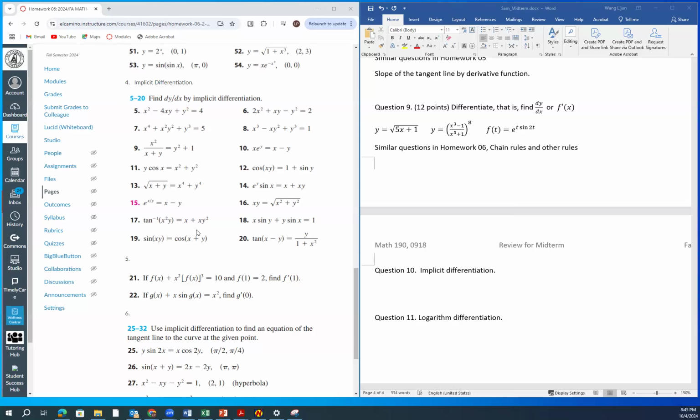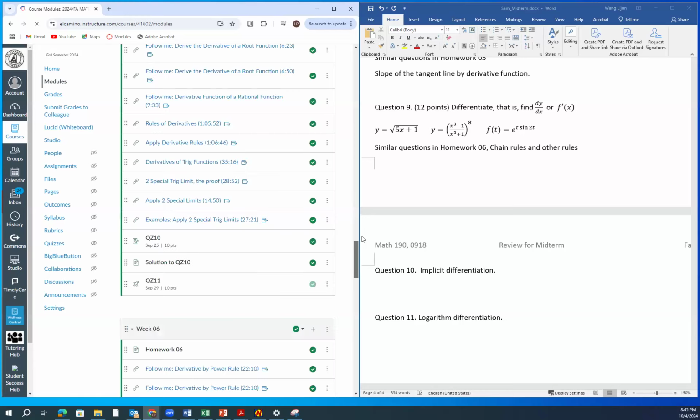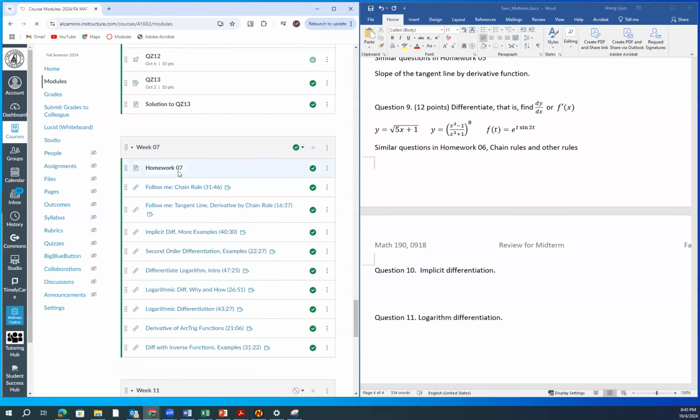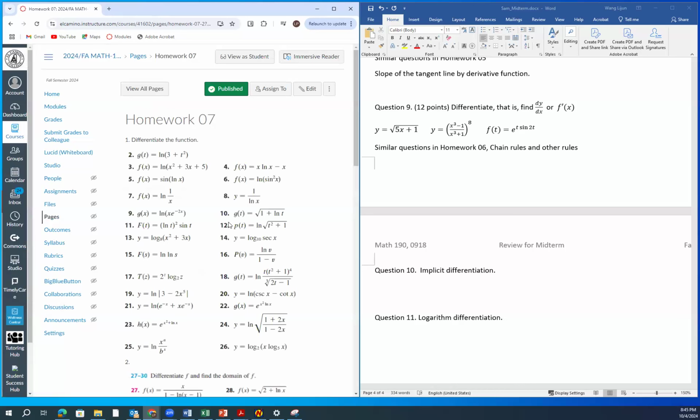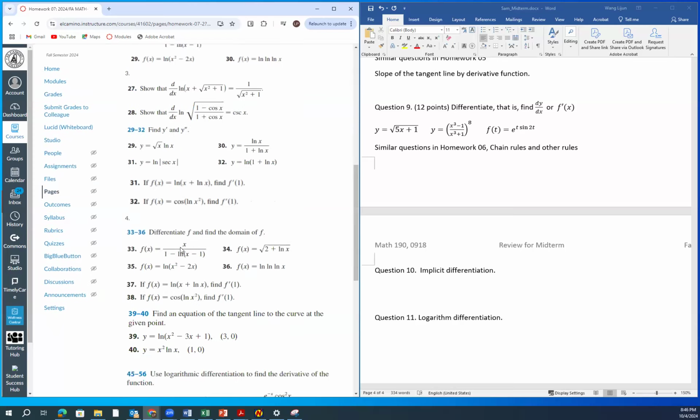But I'm going to tell you where to find them. That's going to be homework week number 7, which is next week, right? It's coming. So this week, I already opened up the implicit differentiation for you to work with. Homework number 7, logarithm differentiation. Okay, so the last question on the exam is logarithmic differentiation, which is chosen from homework number 7.